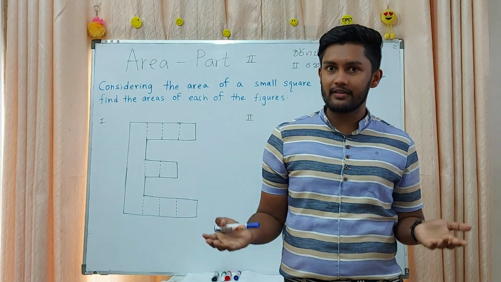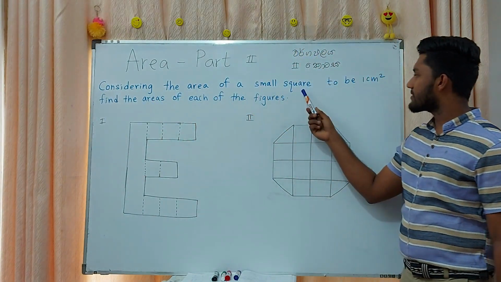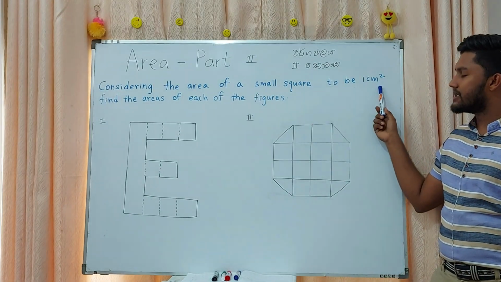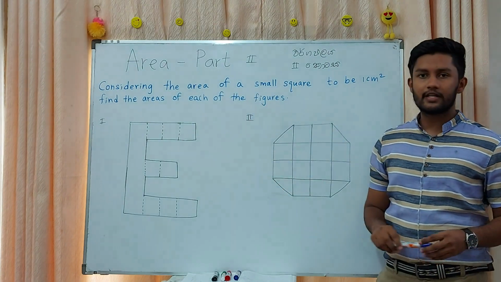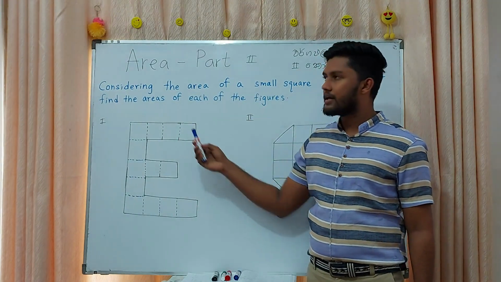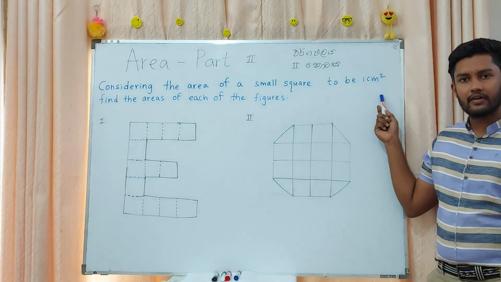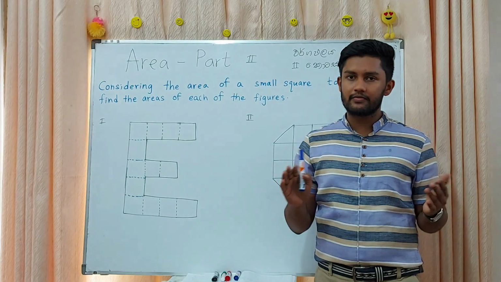Next, you have a question. Considering the area of a small square to be 1 centimeter squared, find the areas of each of the figures. Yes, they say that the area of a small square is 1 centimeter squared. Can you remember the 1 centimeter squared lamina I told you first?